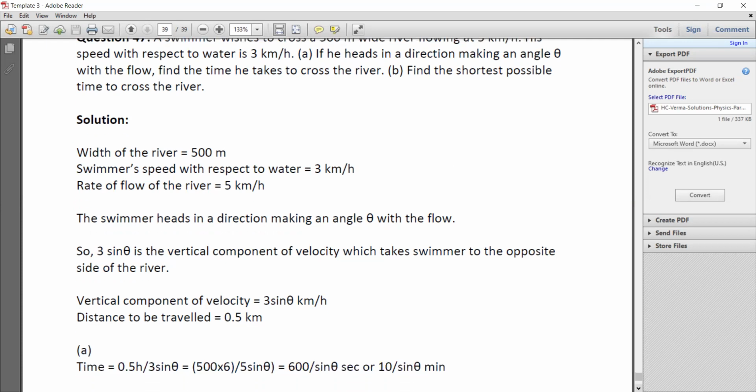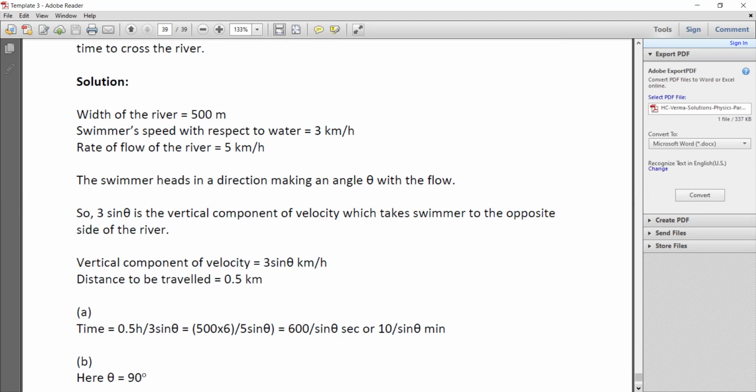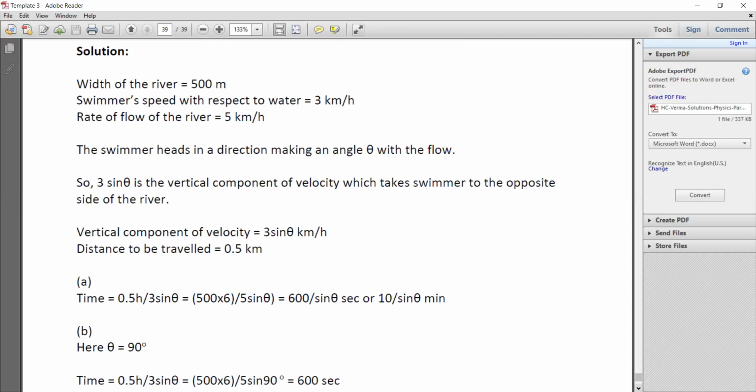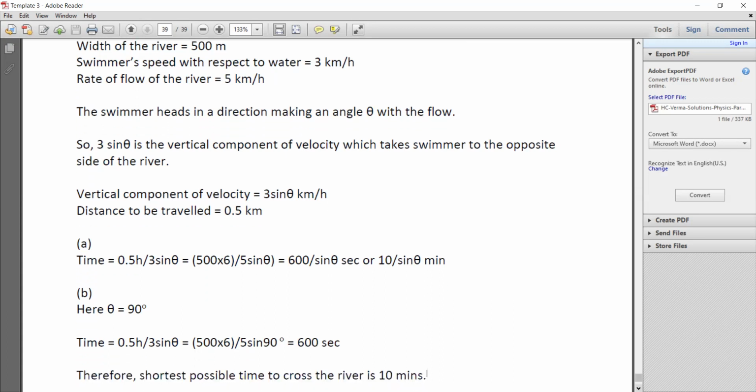Solution. Width of the river equals 500 meters. Swimmer's speed with respect to water equals 3 kilometers per hour. Rate of flow of the river equals 5 kilometers per hour. The swimmer heads in a direction making an angle theta with the flow. So, 3 sine theta is the vertical component of velocity which takes the swimmer to the opposite side of the river. Vertical component of velocity equals 3 sine theta kilometers per hour. Distance to be traveled equals 0.5 kilometers.